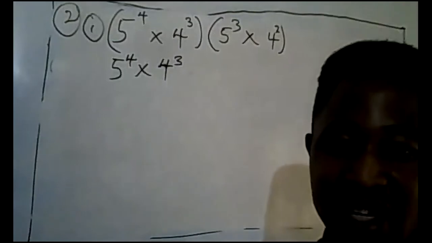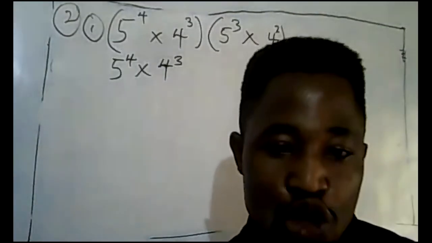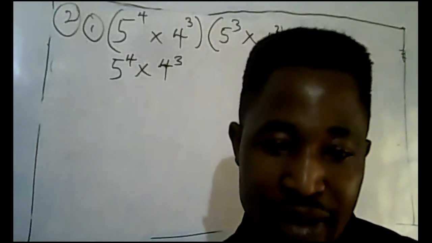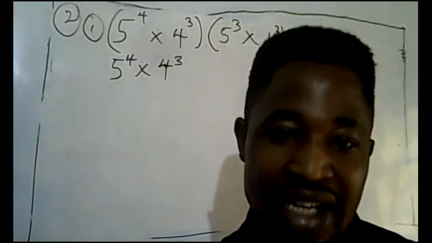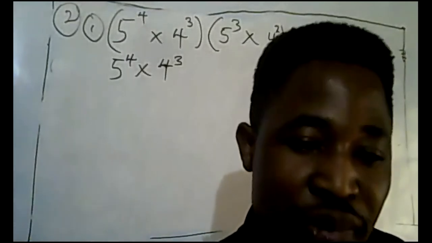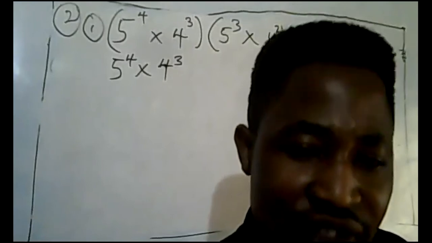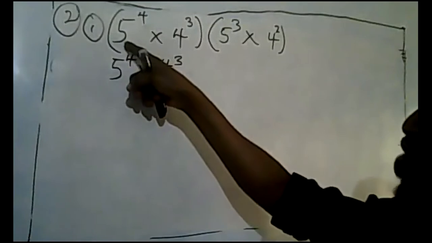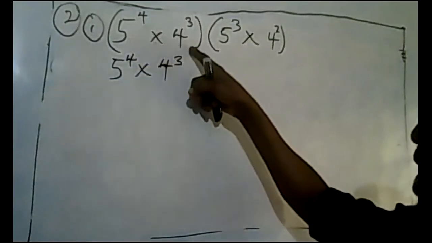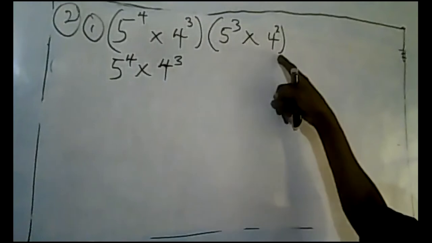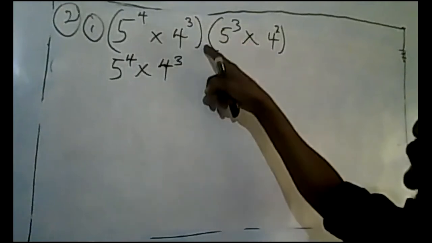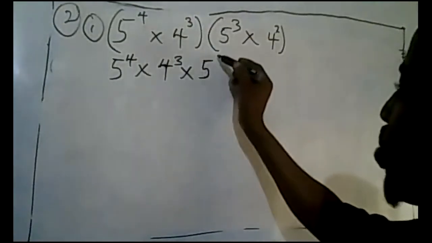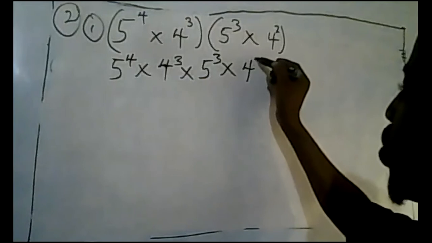Now, whenever there is no sign in between one bracket and another, there is an invisible multiplication sign. Therefore, here, everything in this bracket will be multiplied by everything in that bracket. So there is an invisible multiplication sign right here. So times 5 raised to power 3 times 4 raised to power 2.